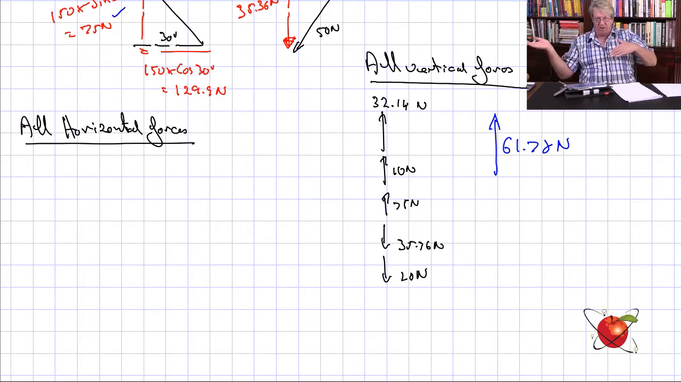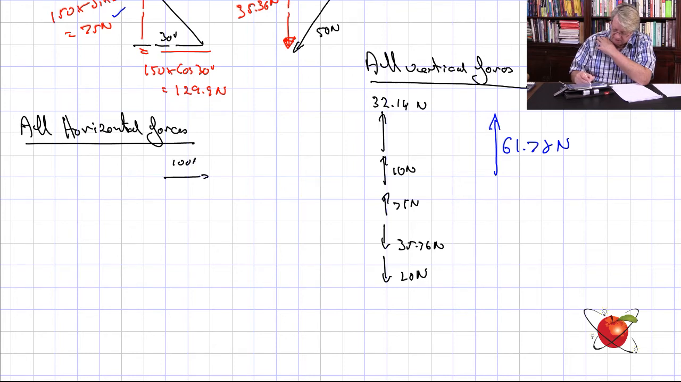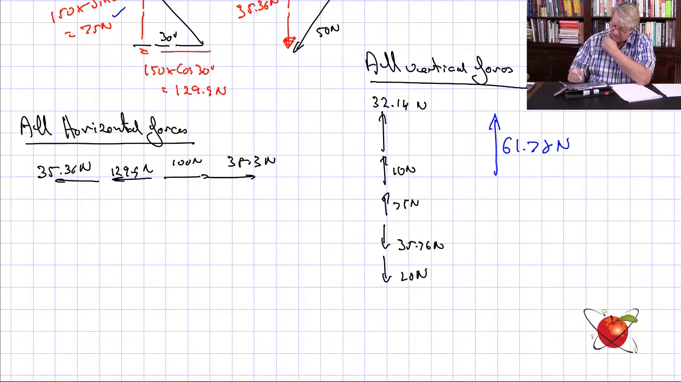We go to the right and we go to the left. So if we do that, we've got 100 newtons going this way. We've got another 38.3 going this way. And we've got going this way, 129.9. And this way, 35.36 newtons. All right, let's just go and check we've got everybody.